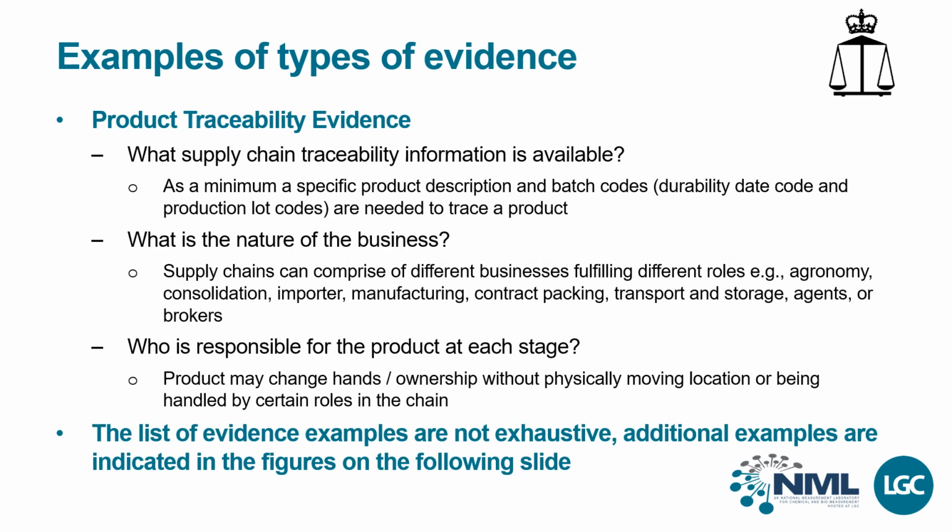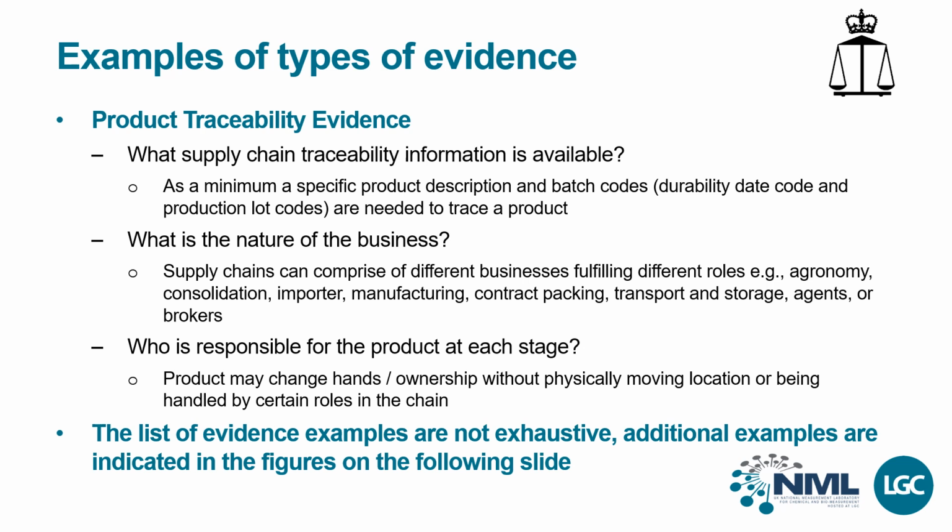As a minimum, product traceability evidence will comprise a specific product description, batch codes, durability date codes, and production lot information. Basically, everything that would be needed to trace a product. Supply chains can comprise different businesses, each fulfilling a different role. For example, agronomy, consolidation, importer, manufacturing, contract packing, agents, brokers, or transport and storage. So, information pertaining to any or all of these may be useful.